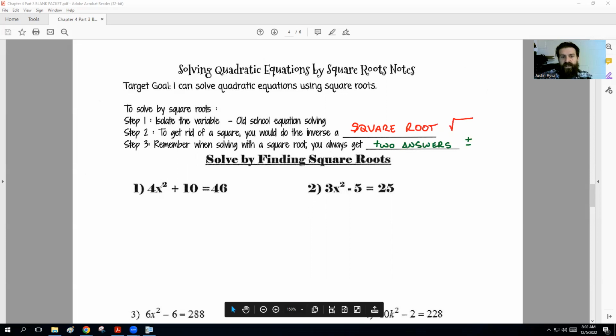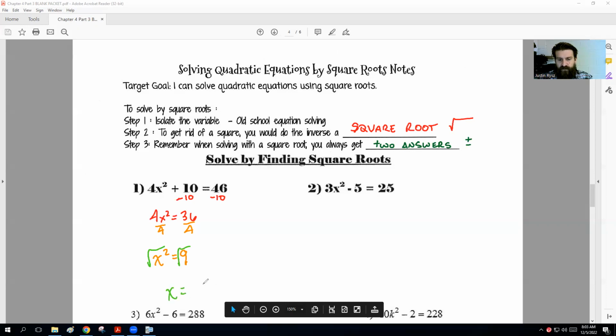If we're going to isolate this x squared, just like in normal math, we would subtract the 10 from both sides. We get 4x squared equals 46 minus 10, that's 36. Then we continue to isolate. We're going to divide by 4 to get the x squared by itself, and 36 divided by 4 is 9. Now that we've got the x squared by itself, we're going to do the inverse of the square, which is to square root both sides.